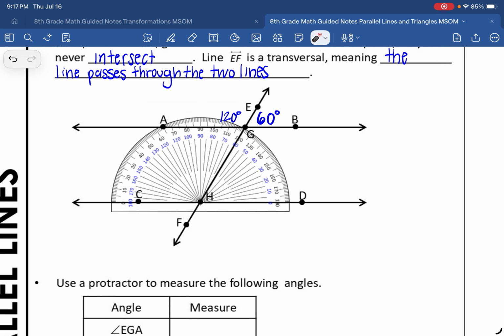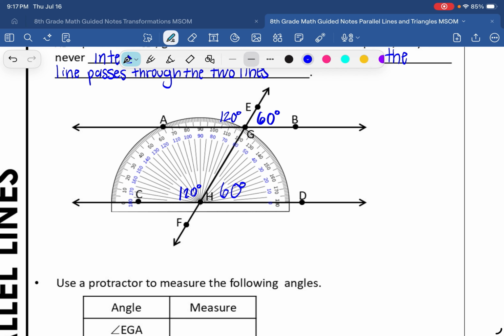I'm looking at the angle GHD. I know it's an acute angle or less than 90. So I look up to this and it's pointing to 60 and 120. I know the correct answer is 60 because it's less than 90. So I'm going to label this 60 degrees. Leave it there for angle CHG. This one is greater than 90 degrees, so this one's going to be 120 degrees.